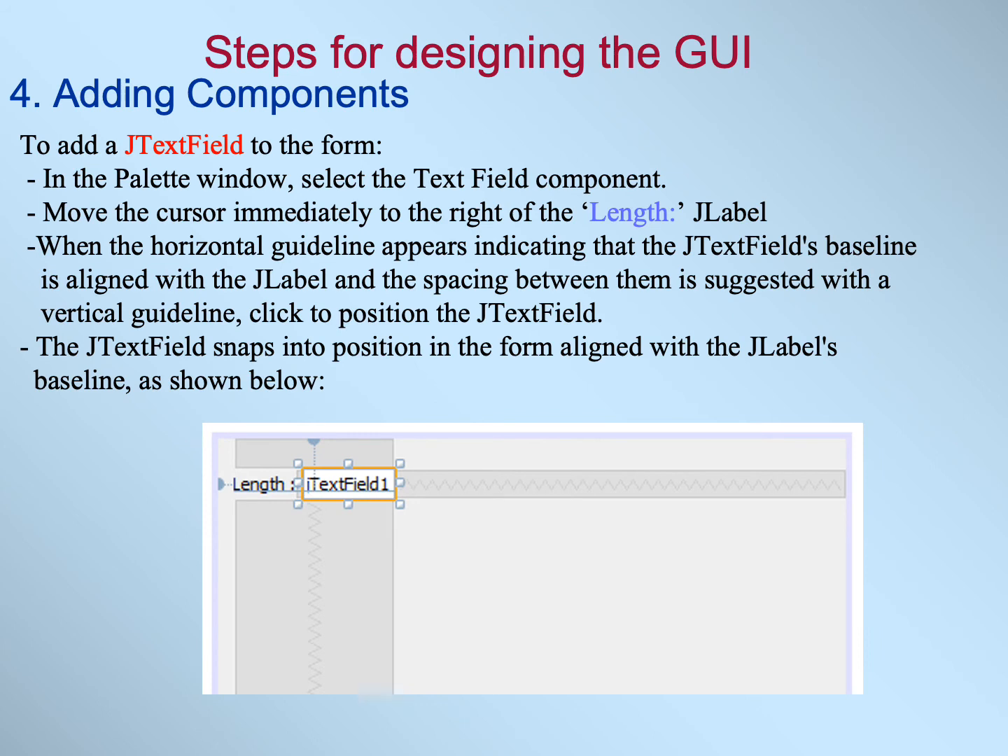To add a JTextField to the form, in the Palette window, select the text field component. Move the cursor immediately to the right of the Length JLabel. When the horizontal guideline appears indicating that the JTextField's baseline is aligned with the JLabel and the spacing between them is suggested with a vertical guideline, click to position the JTextField. The JTextField snaps into position in the form aligned with the JLabel's baseline as shown below.